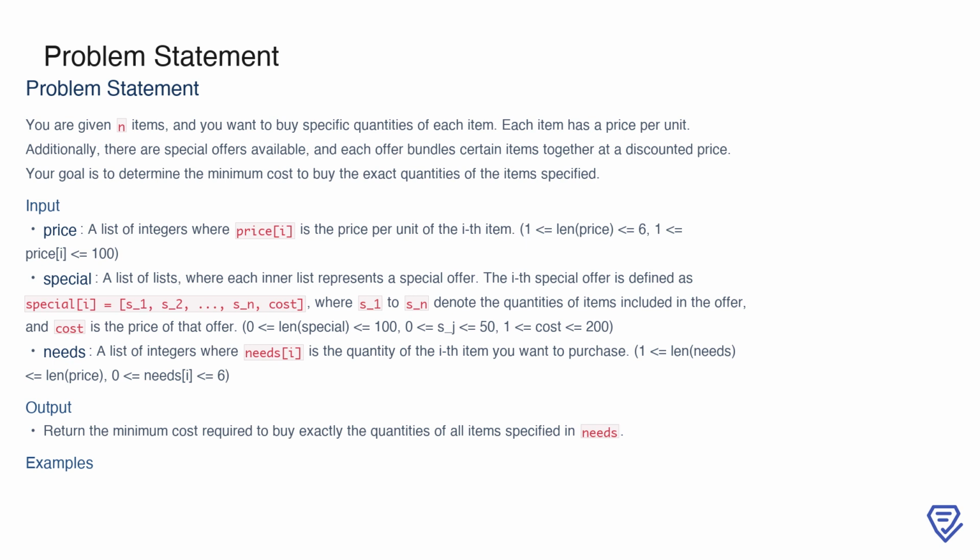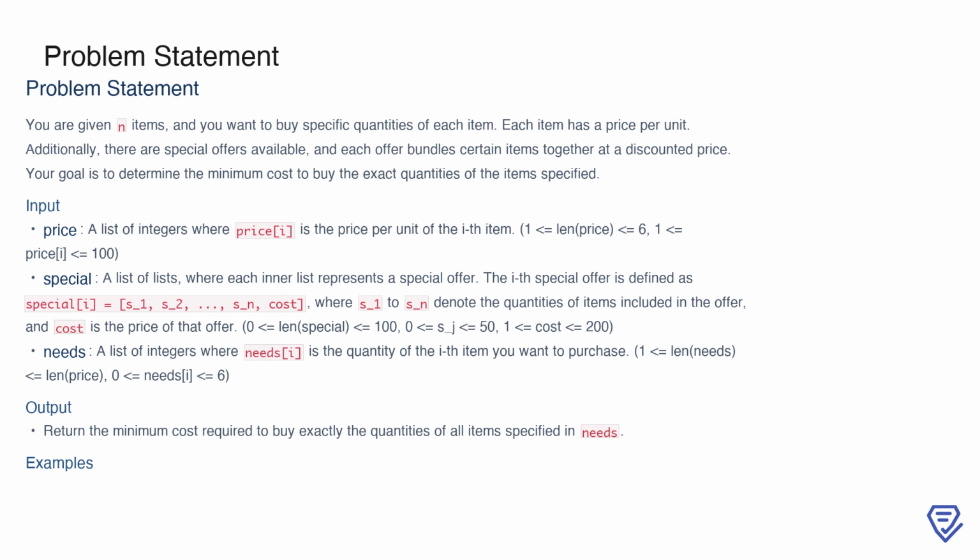The inputs include three key components. First, there's the price list, which tells you the per unit price of each item. For example, if the price list is [2, 5], it means the first item costs $2 per unit and the second item costs $5 per unit.